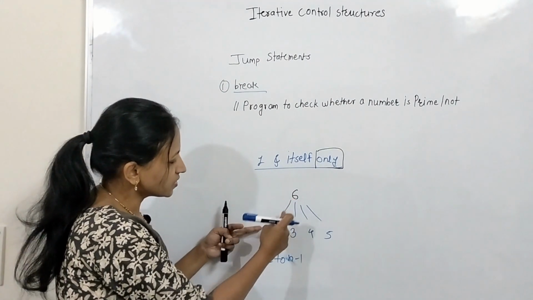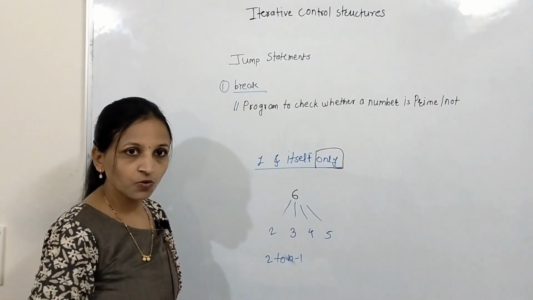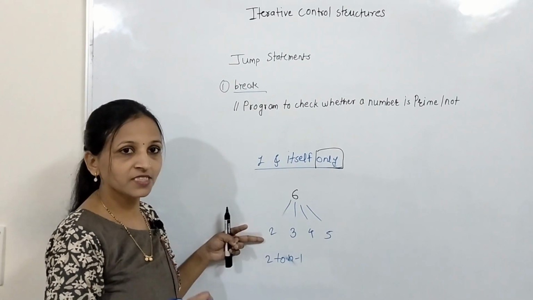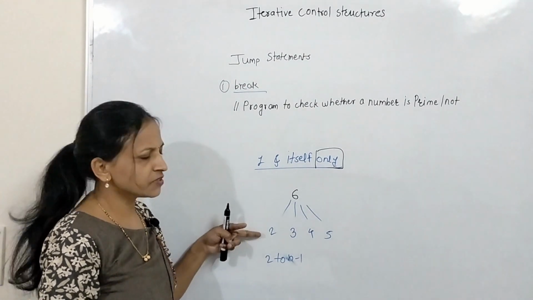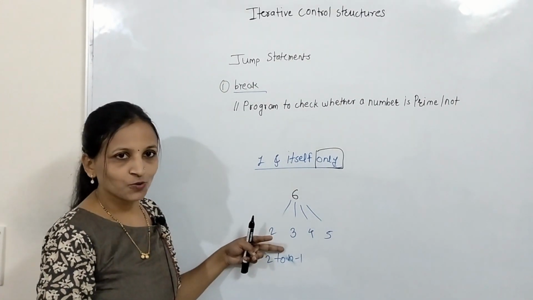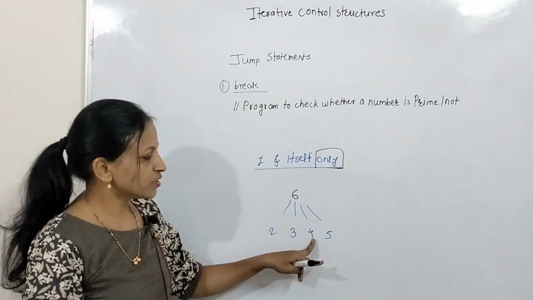Now see, 6 divided by 2, the remainder will be 0 actually. 6 modulus 2 is 0. That means this 6 is divisible by 2. Again, 6 is divisible by 3 also. But 6 is not divisible by 4 and 5.